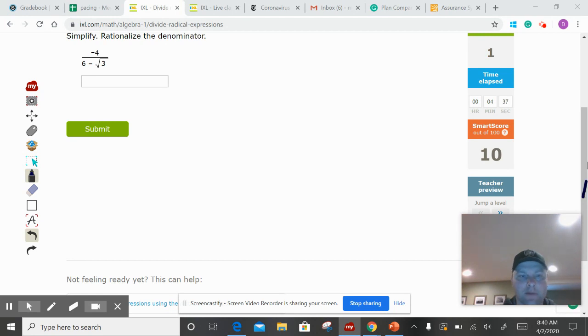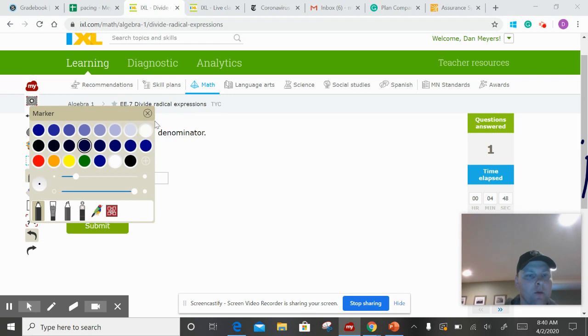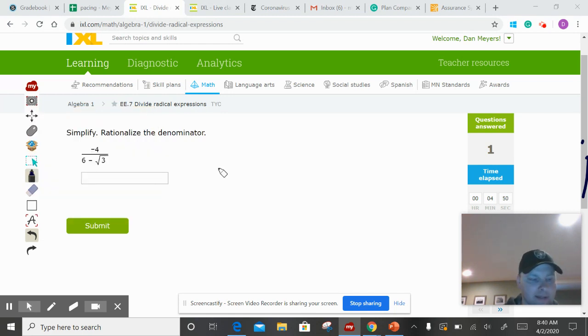So let's try another one here, and we'll just do a couple more. Hopefully we'll get one where we have to simplify it at the end. Okay, this will go faster this time because we should be a little better at it now. What we're going to do to rationalize that denominator is multiply by the conjugate.